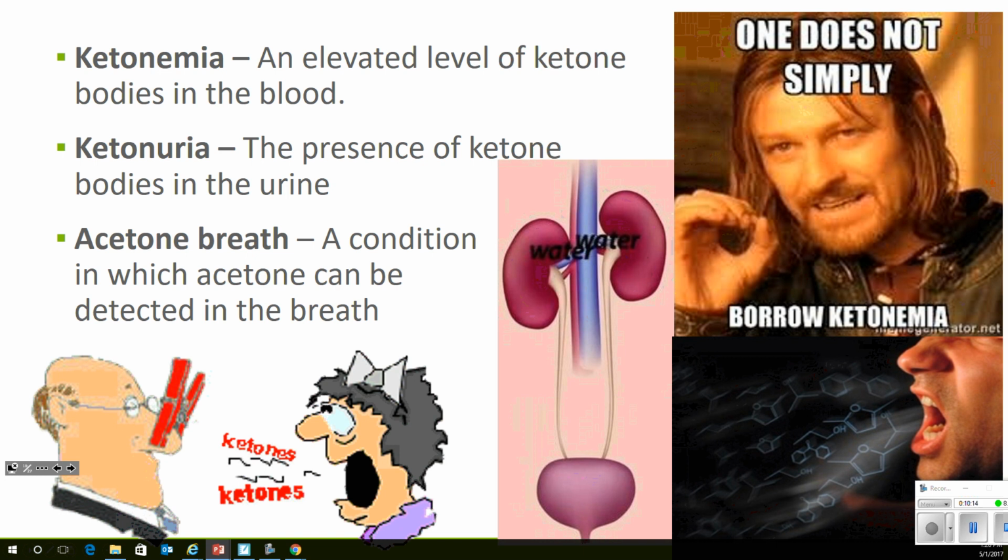So if you look at the name of it, ketonemia, elevated in the blood, ketones, ketonuria, that's in your urine, and acetone breath, of course, is when acetone is detected in your breath. Okay?